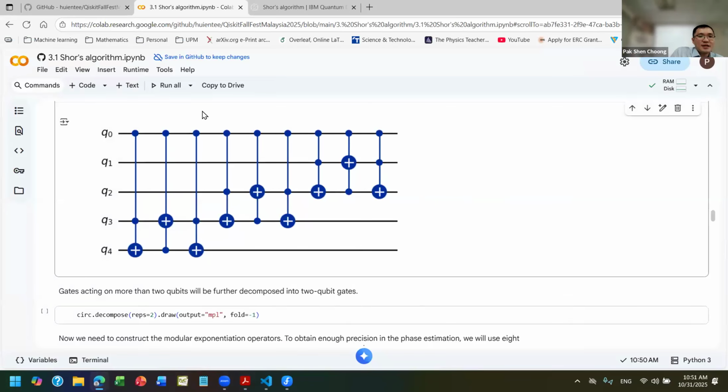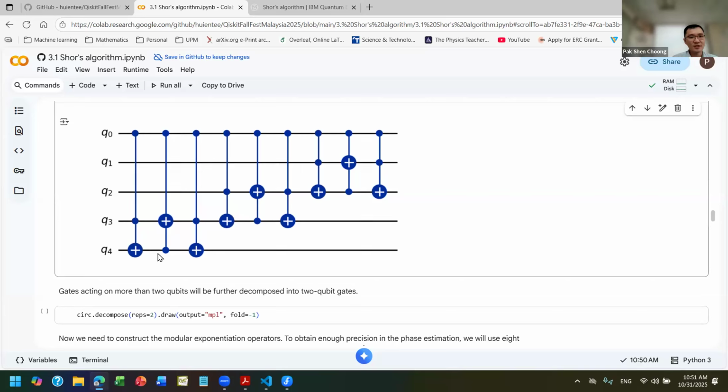So now here's an issue. Usually for quantum computers, we only operate on 2 qubit gates. Anything beyond 2 qubits is very difficult to implement. So you need to decompose your 3 qubit gates.